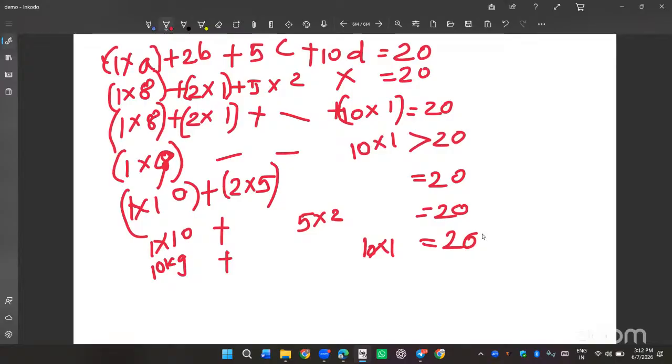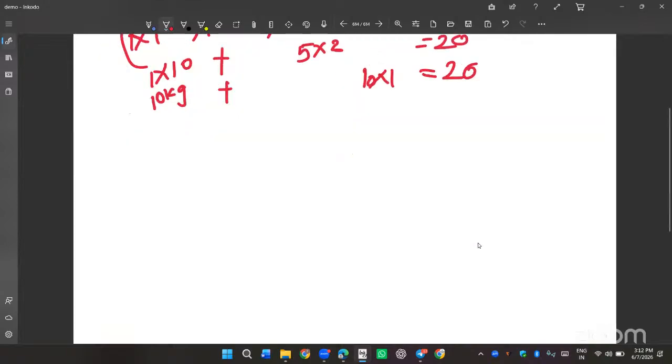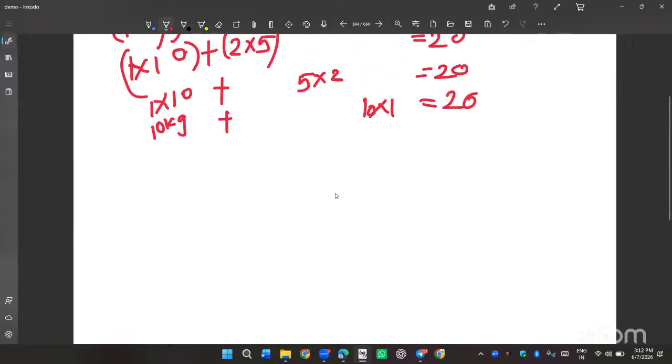Then 11 kg. We go to the last one. The 11 kg. So 1 kg. Sorry.